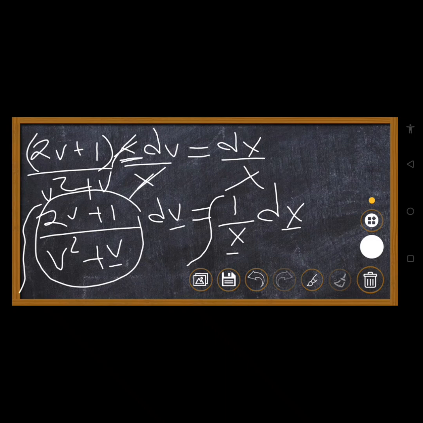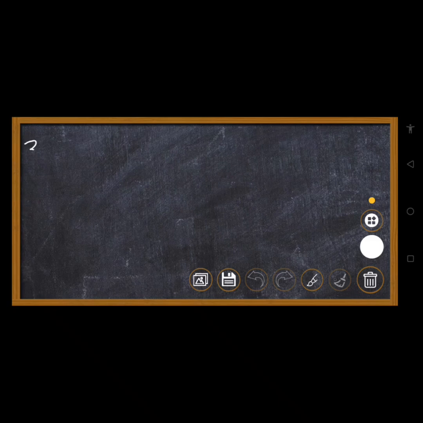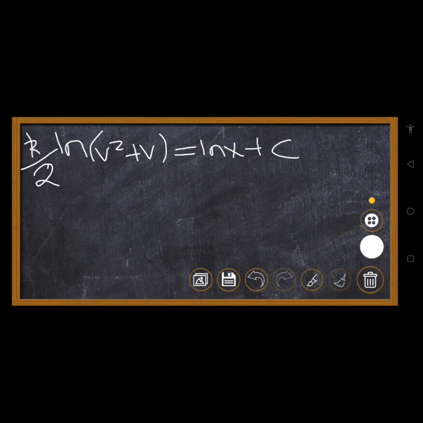Now here, when you are integrating such kind of an expression, you differentiate the top. Here you are going to have 2, and then you also get the power of this, which of course we have 2. So here we are going to have 2 divided by 2, and then ln of the denominator, which is v squared plus v, equals the integral of 1 over x, which is just ln of x plus the constant c. So in this case we can cancel this 2 and this 2.